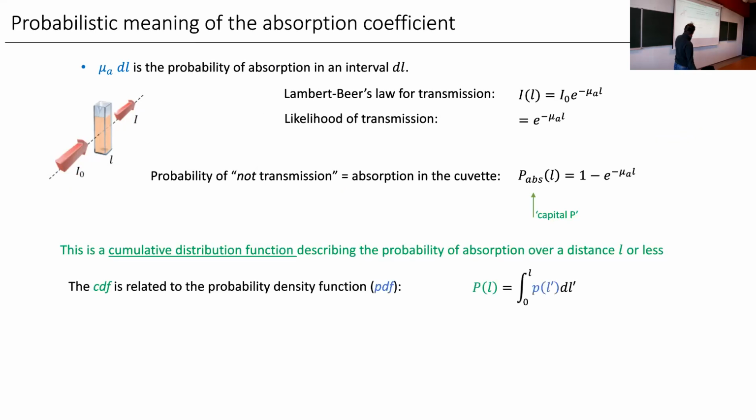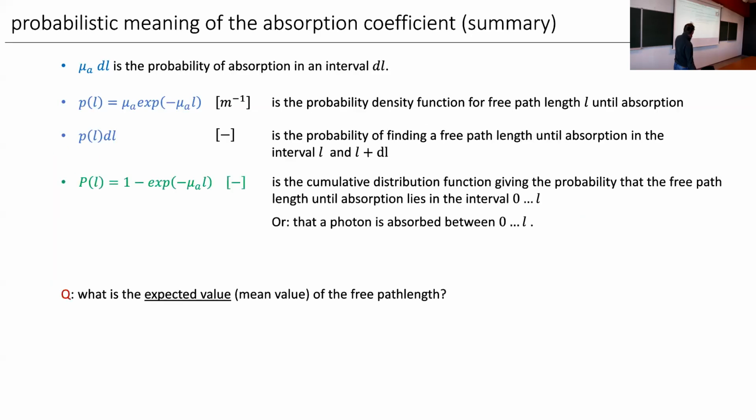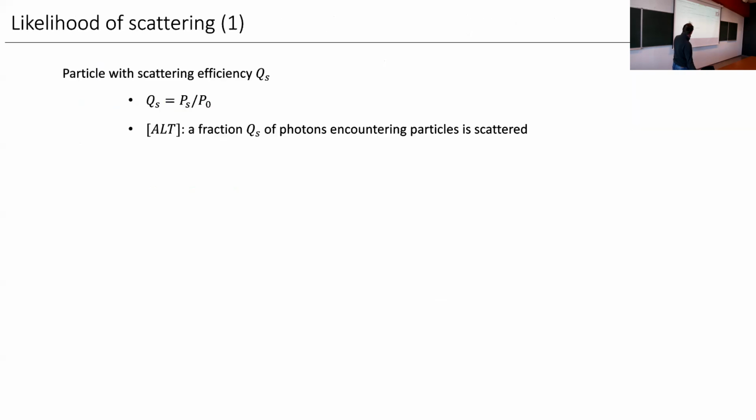You can read this in the slides. We already did this. The same goes for scattering. It's maybe good to say that explicitly. The efficiency is the fraction of photons that encounter a particle that is actually scattered. If I look at a specific trajectory, then of course it is a trajectory where the photon has scattered. So what I can do is include this efficiency in the calculations.